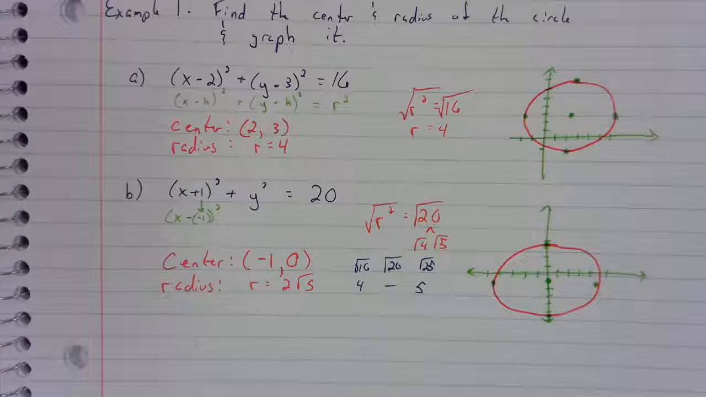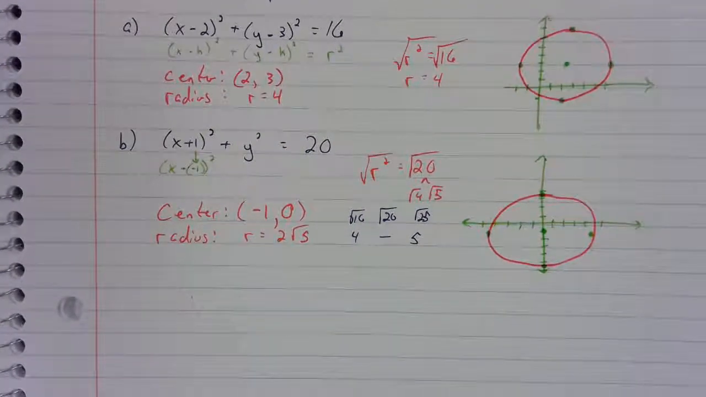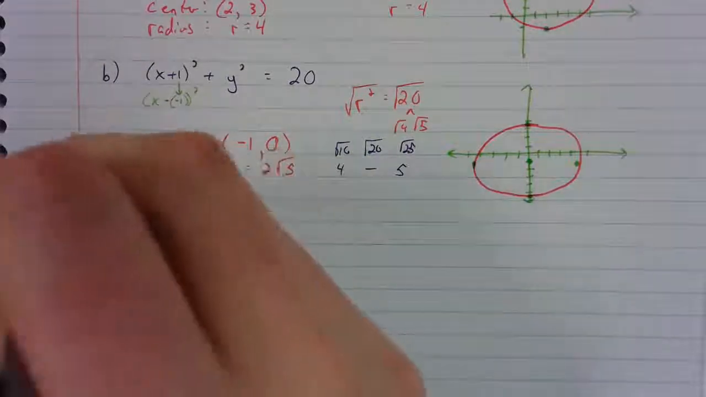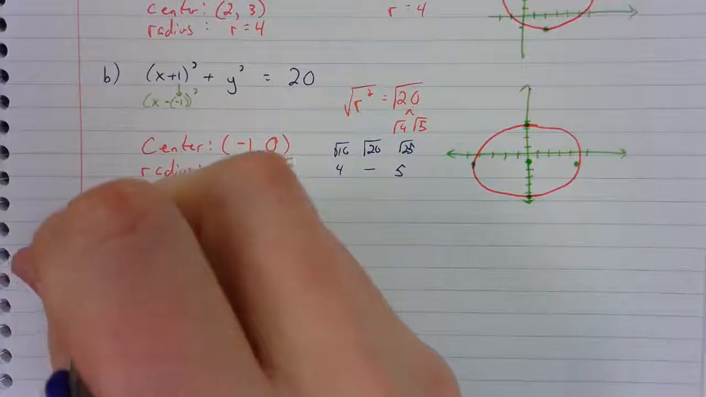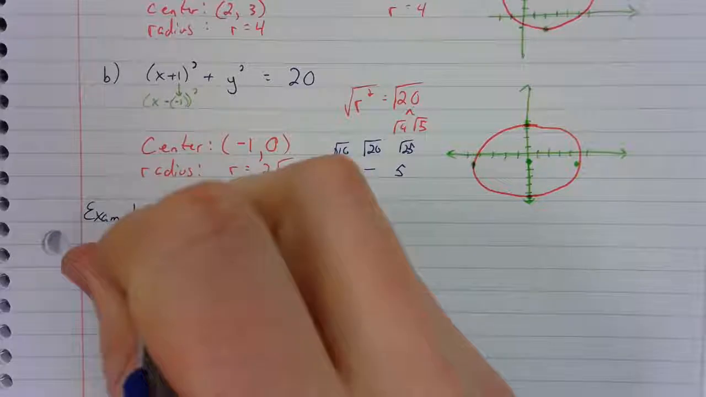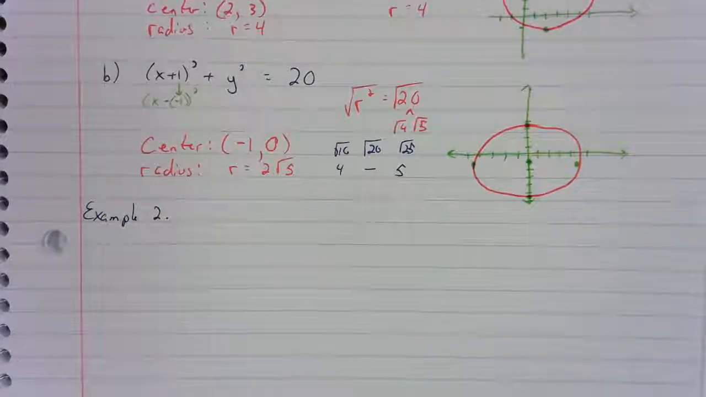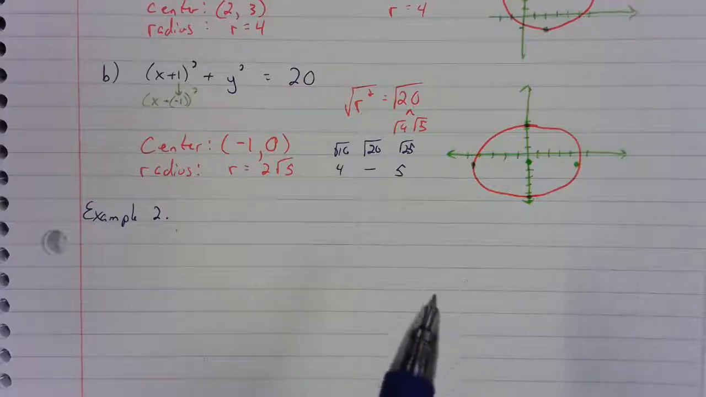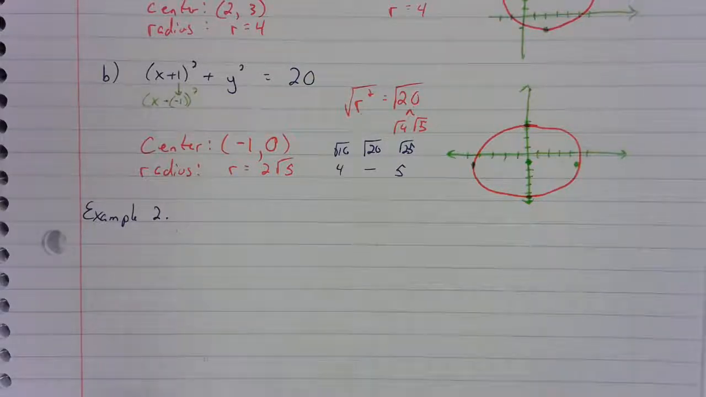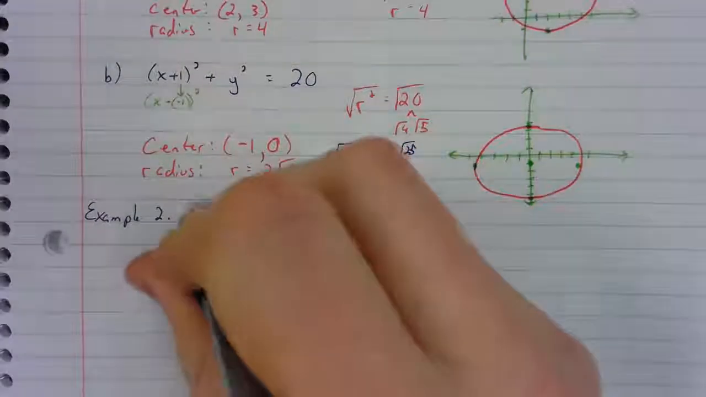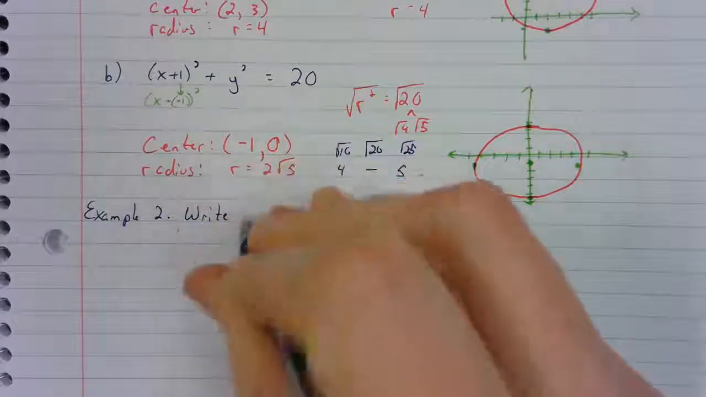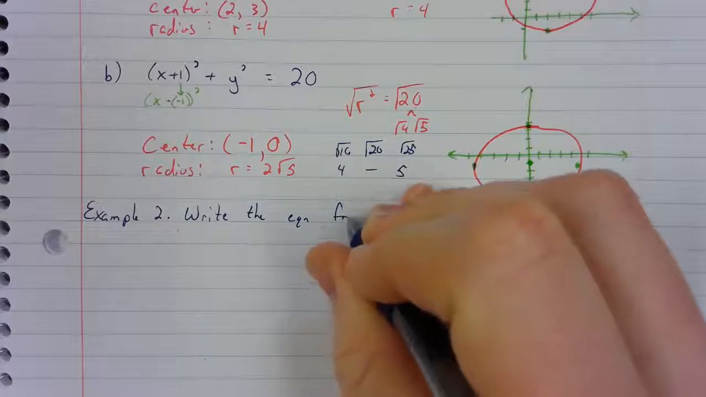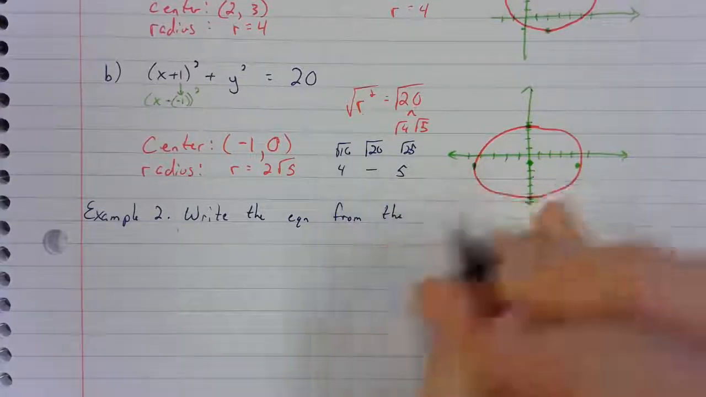The second type of problem, example 2, is doing the complete opposite. So if we take a look at the last problems, I gave you an equation and I asked you for information. For these problems, I'm going to give you information, and you're going to write the equation. So these will say write the equation from the information provided.